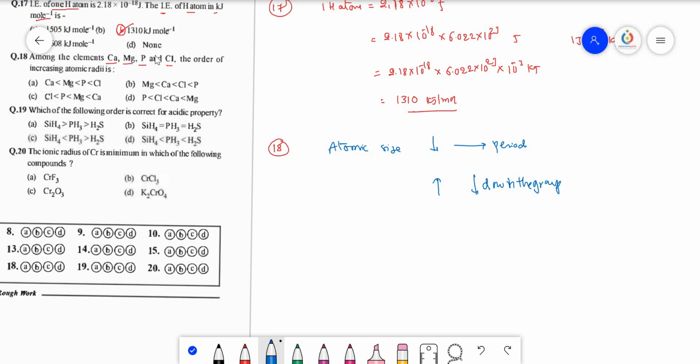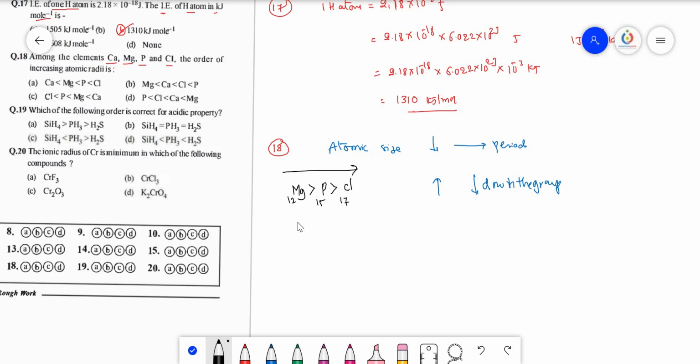So first of all, let's write down these elements in their periods and groups. Magnesium atomic number is 12. Next one, phosphorus, which is 15, and chlorine, which is 17. All these belong to the same period. So along the period, atomic size decreases. So magnesium is larger in size than phosphorus, and phosphorus is larger in size than chlorine.